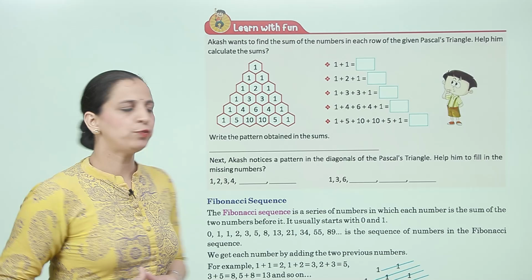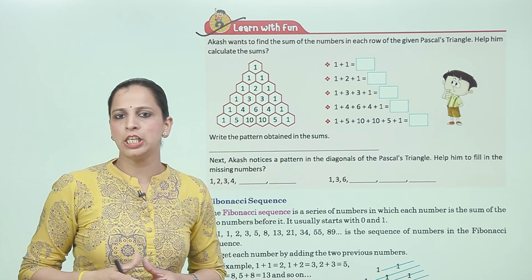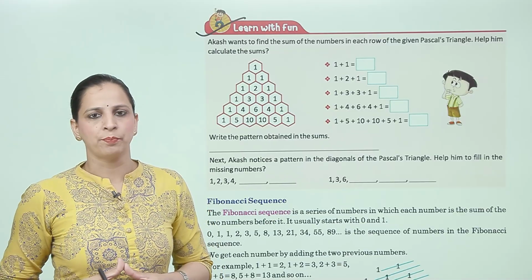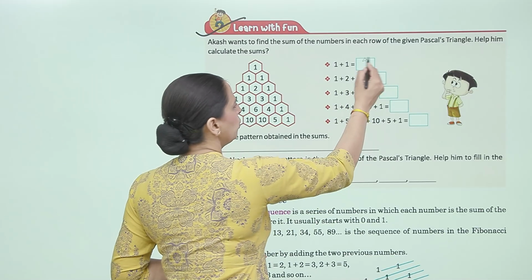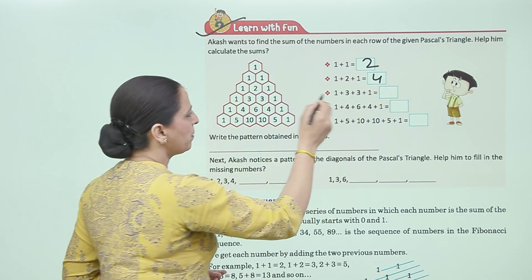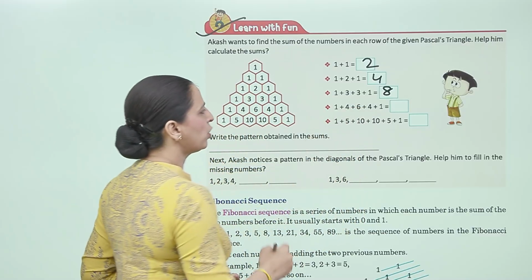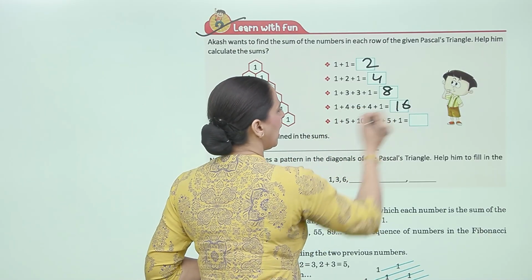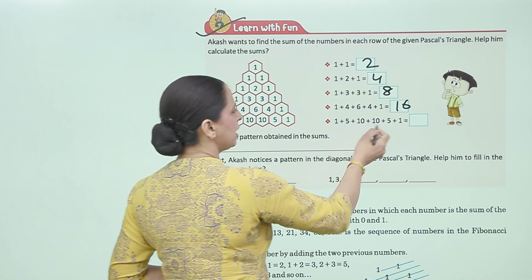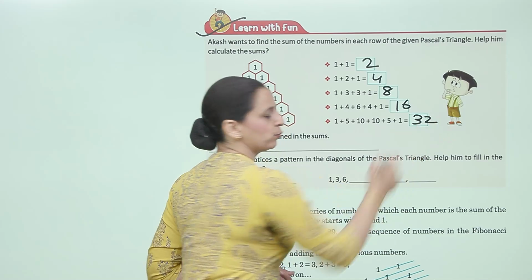Now learn with fun. Akash wants to find the sum of the numbers in each row of the given Pascal's triangle. Help him calculate the sum. 1 plus 1 is 2. 1 plus 2 plus 1 is 4, 1 plus 3 plus 3 plus 1 is 8, 1 plus 4 plus 6 plus 4 plus 1 is 16, and 1 plus 5 plus 10 plus 10 plus 5 plus 1 is 32.